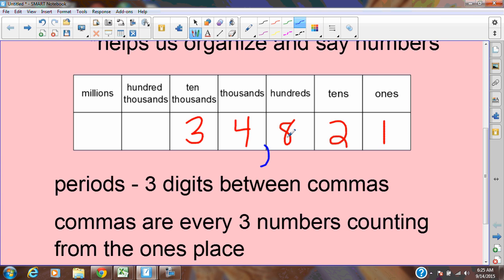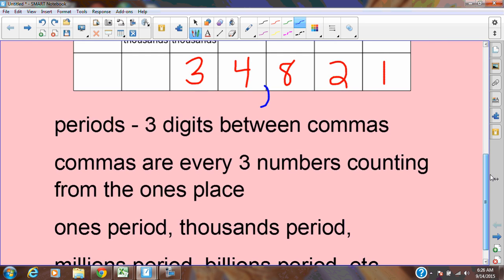You only need a comma when there are 2 digits that are not 0. So you could put a comma here if there were 2 digits here that were not 0. But it's every 3 numbers, so this is a group of 3. And if I had numbers here, then those commas would go there. But I'm not looking at those commas here. I just wanted to show you that a period was every 3 numbers. So we have our number 34,821.